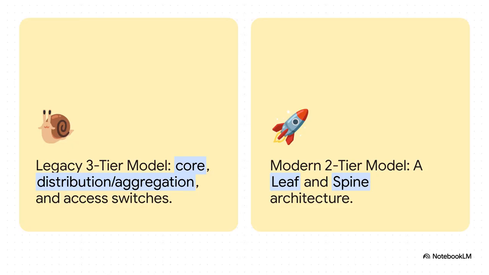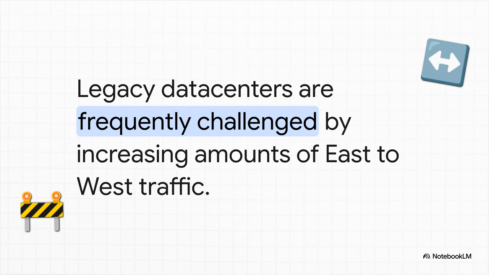See, legacy networks use this pretty rigid three-tier model. You had your access, your aggregation, and your core layers. And look, it was fine for that old north-south traffic pattern. But you can see it's kind of clunky, right? It introduces extra steps and complexity compared to the super streamlined two-tier leaf and spine model that's really become the standard today.